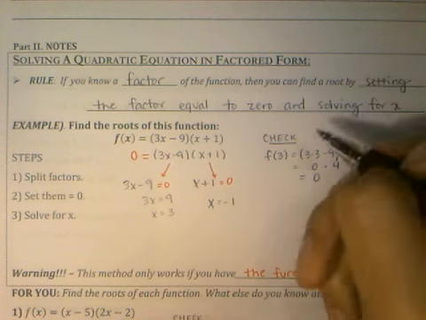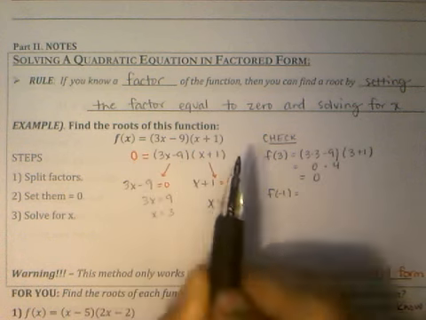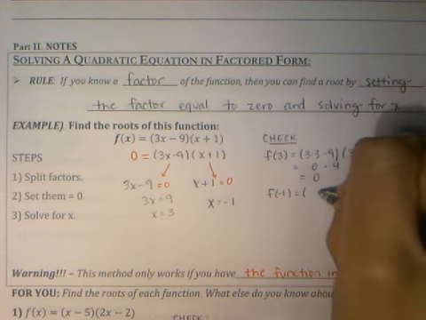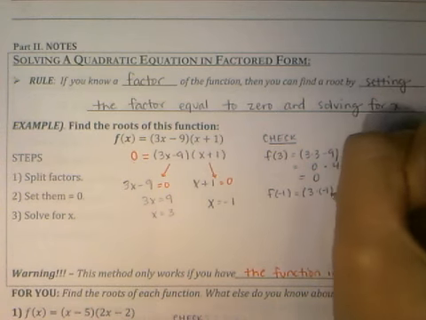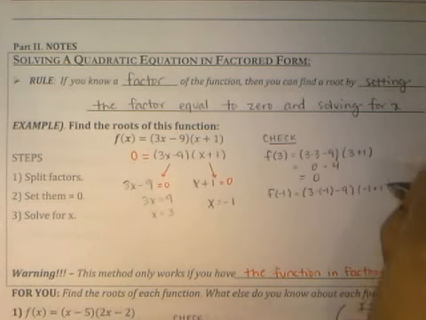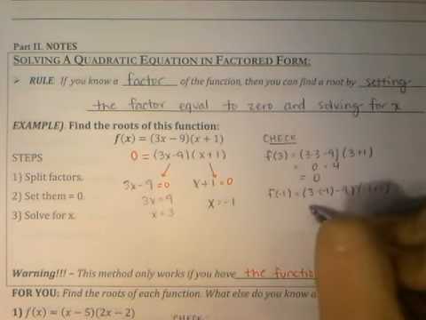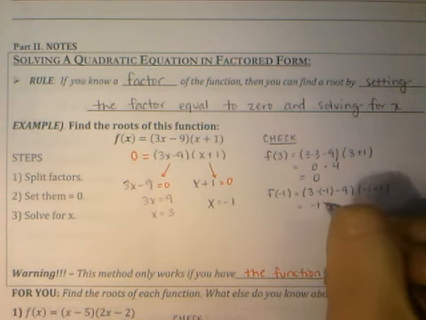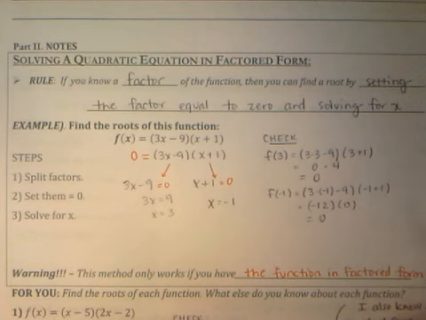I can check negative 1 similarly by plugging it in. And we do plug it into the whole function because that's what we're evaluating. But you realize pretty quickly that the first factor doesn't matter as long as the second factor equals 0. So 3 times negative 1 is negative 3. Negative 3 minus 9 is negative 12. And negative 12 times 0, again, equals 0.